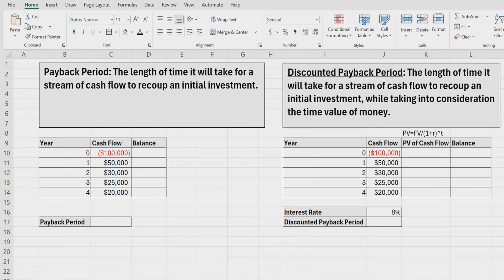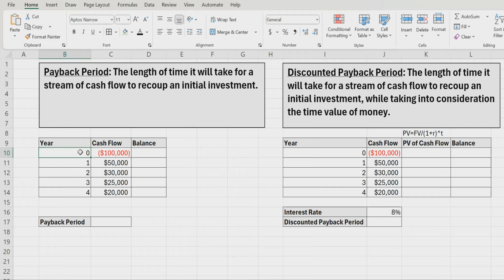In this video, I will explain how to calculate the payback period and the discounted payback period in Excel. So let's start with an example of how to calculate the payback period. The payback period is the length of time it will take for a stream of cash flow to recoup an initial investment. So let's consider the following project down here.